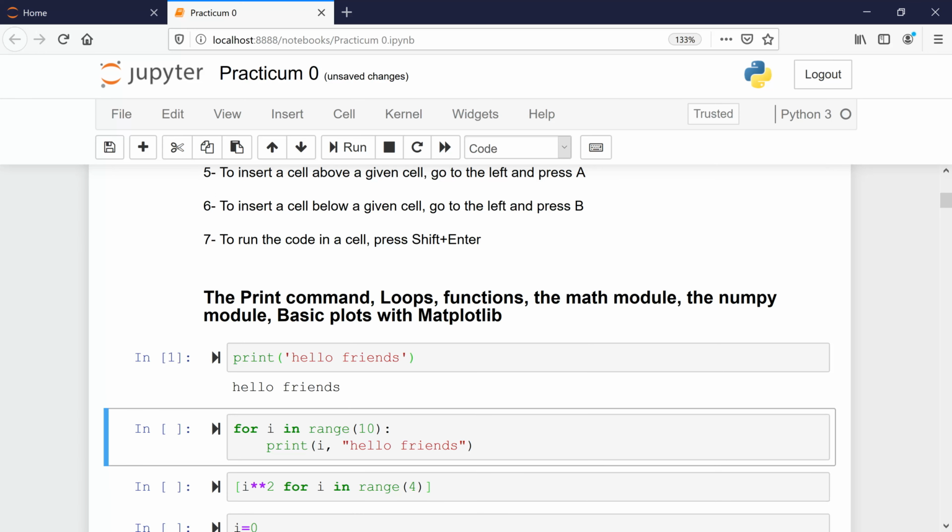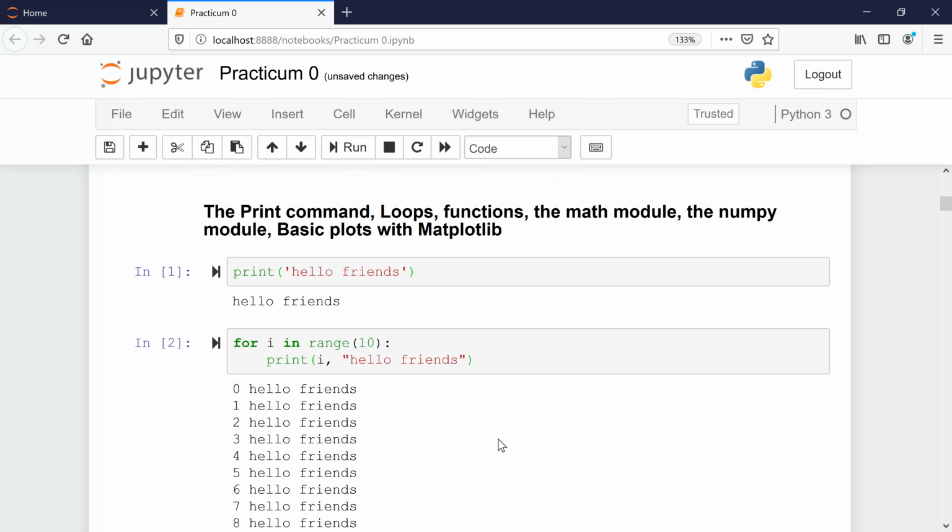Now, suppose you want to print the same message 10 times, okay, with the index each time. Let us see what happens. So we have a very simple for loop, as in other languages, but note two things actually. There are no brackets in Python. Rather, Python relies on indentation. So pay attention to two things here. We have a colon after the for loop, and it's indented. So the body of the loop is shifted to the right. Okay. So Shift Enter, it prints 10 times hello friends.